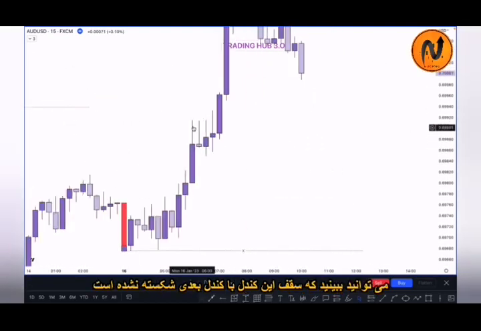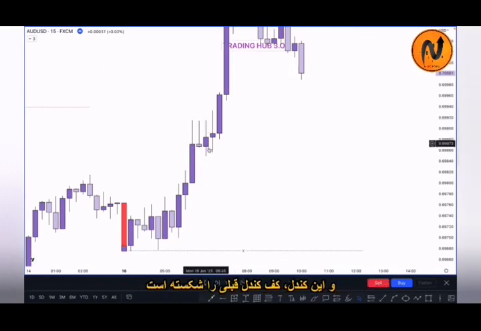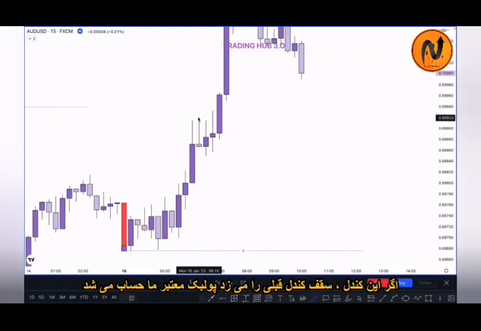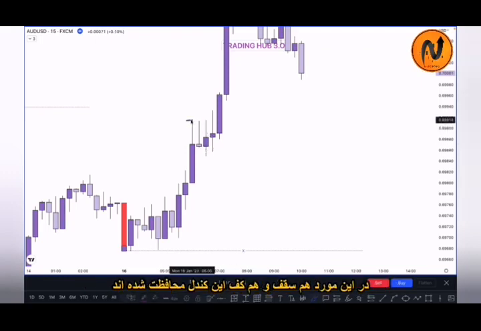As you can see here, this candle high is not broken by the next candle, and this candle breaks the previous candle low. This is an inside bar. If this candle breaks the previous candle high, then this becomes our valid pullback. In this case, this candle high and low are both protected here.